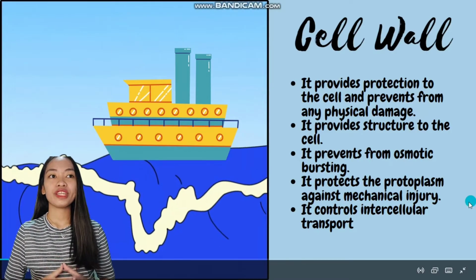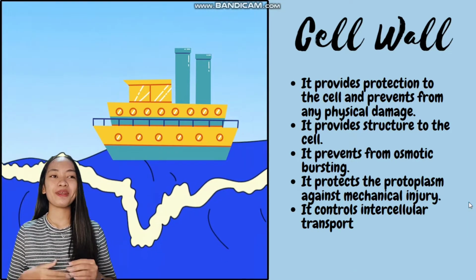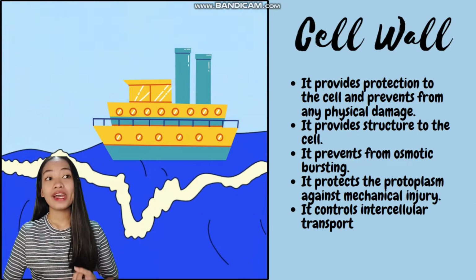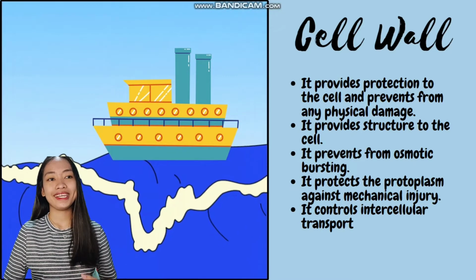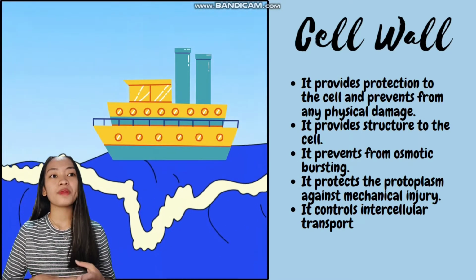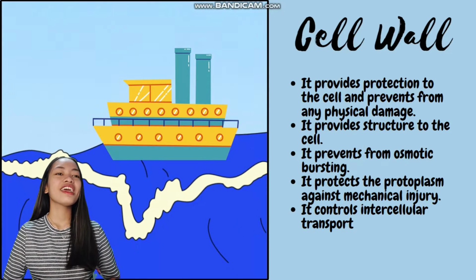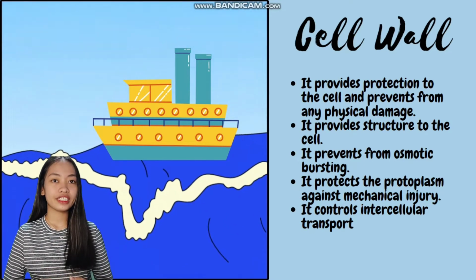It provides protection to the cell and prevents any physical damage. It provides structure to the cell. It prevents osmotic bursting. It protects the protoplasm against mechanical injury. And it controls intercellular transport.